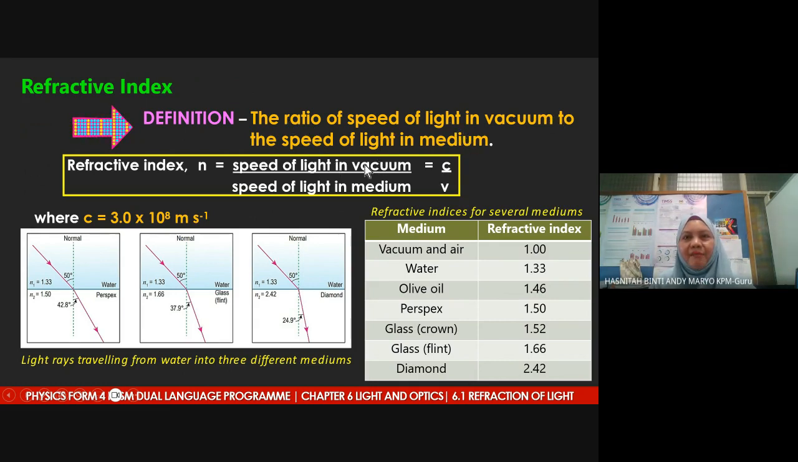The speed of light in vacuum, the symbol is c, and the value is 3 times 10 to the power of 8 meters per second. The speed of light in medium is v. It depends on what medium, as each medium has a different speed or velocity. This table shows the refractive index of common media we normally use in physics. For vacuum and air, the refractive index is 1.